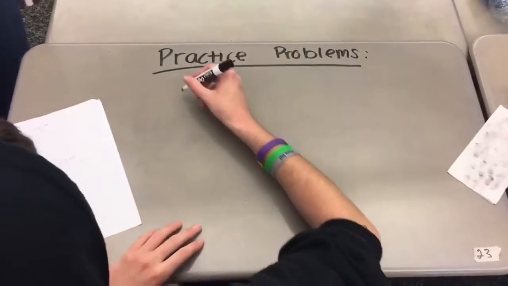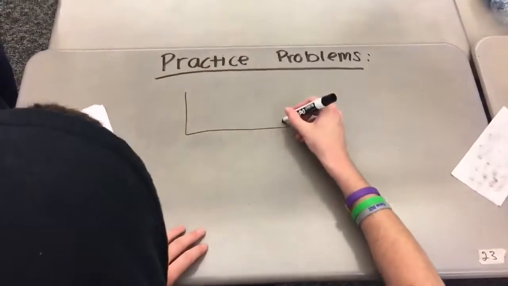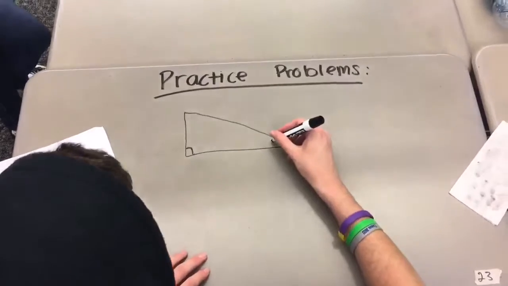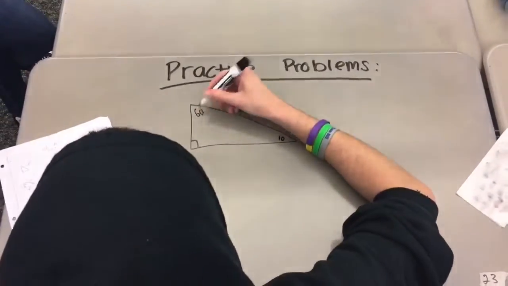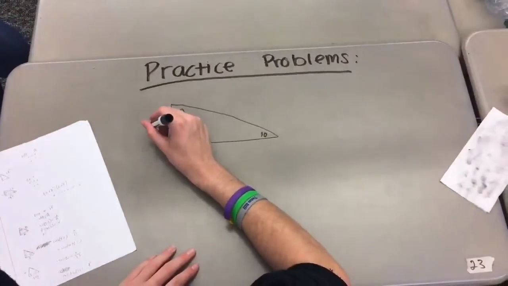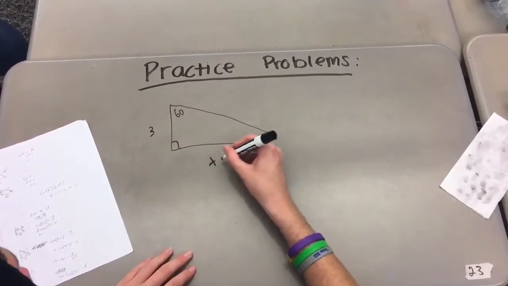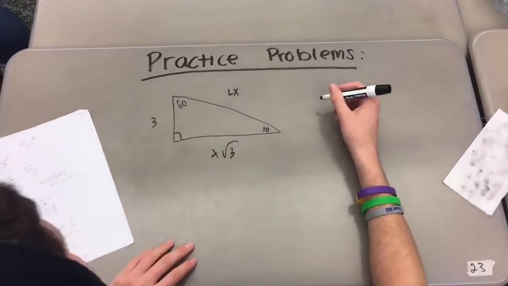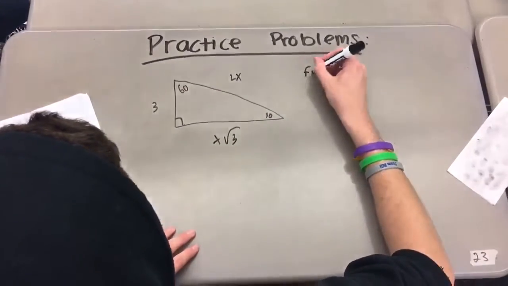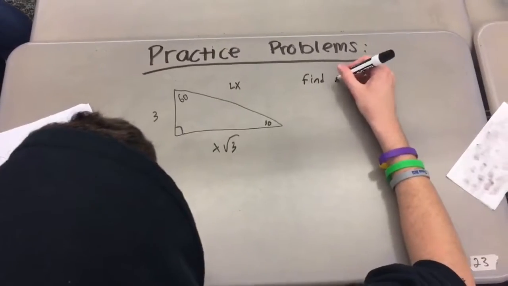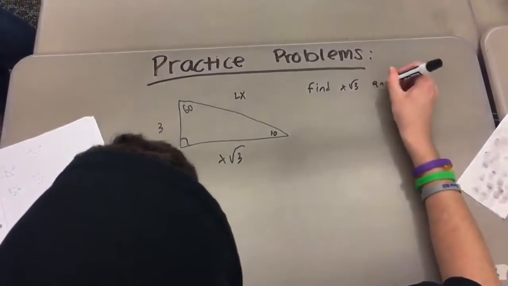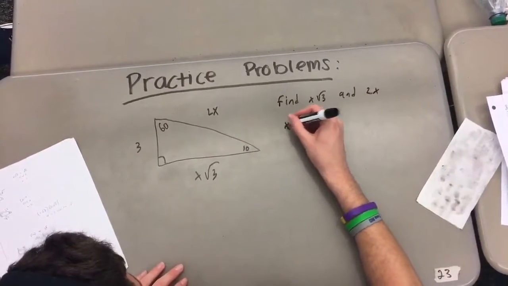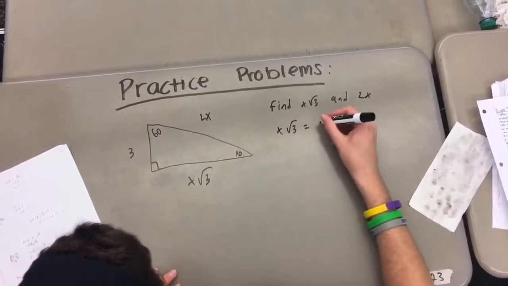Moving on to the third practice problem. This time we will be completing a 30-60-90 triangle practice problem. There's a right angle on the bottom left, 30 degrees to the right, and 60 degrees at the top. 3 is given as the x value, and we are trying to solve for 2x and x radical 3. In order to solve this problem, all you have to do is replace x with 3, as 3 is given as the x value. So x radical 3 equals 3 radical 3.